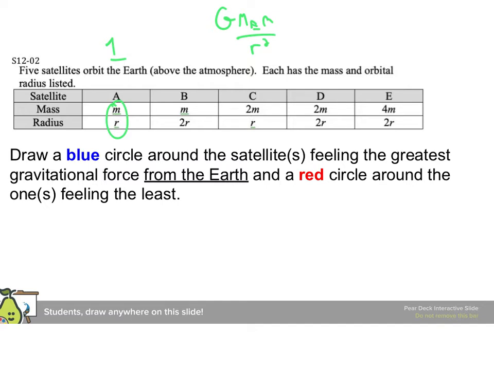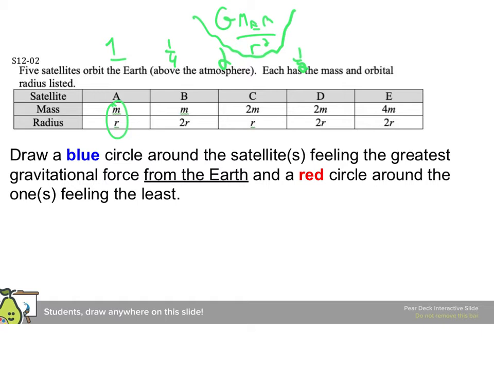But when we get to this one, we have 1 unit m on top, but we have double the radius on the bottom, and doubling something and then squaring it is the same as making it 4 times as large. So this has a strength which is 1/4. On the other hand, C has twice the mass up here, but the same bottom, so that ends up making it only twice. D is a little bit more complicated. It has twice the effect for being twice the mass on top, but has 1/4 the effect for having twice the radius on bottom, so I have 2/4, which is 1/2 as much as the base unit.